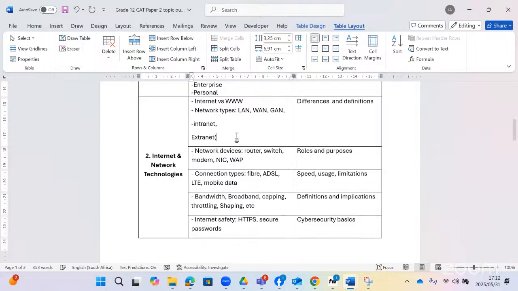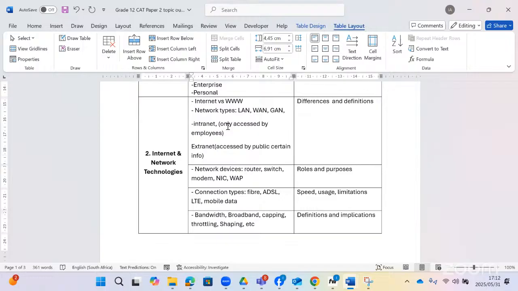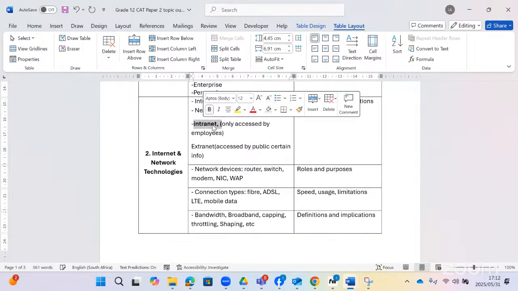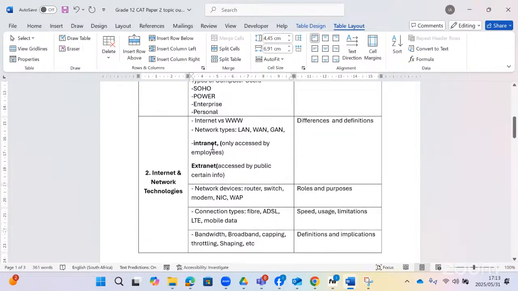So extranet can be accessed by the public, certain information. Like if you take Capitec Bank, certain information can be accessed by the public, but then it's an internal organization network. But here, it is only accessed by employees. If you are not an employee, you cannot get the information from the intranet. But on the extranet, certain information can be accessed by the public. You must know how to differentiate between these two.